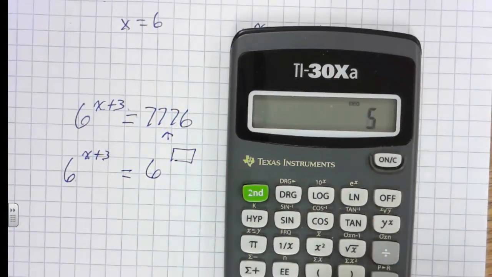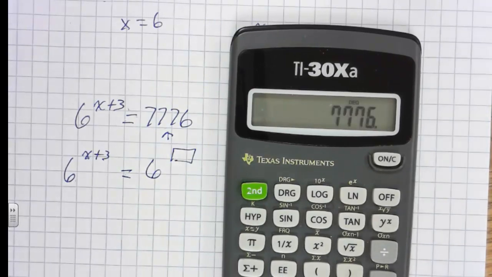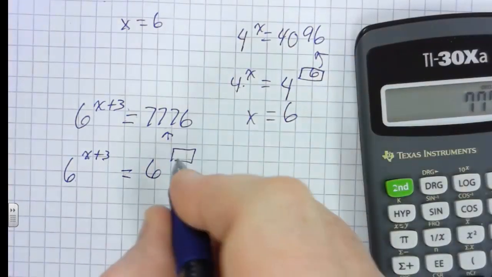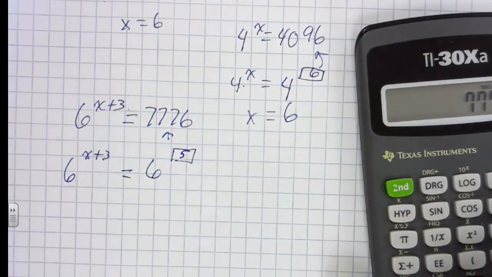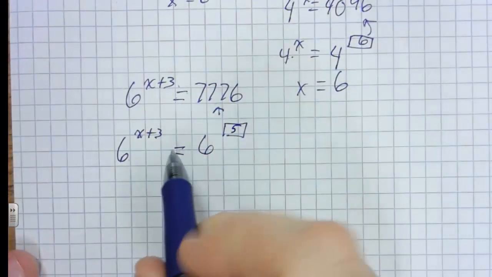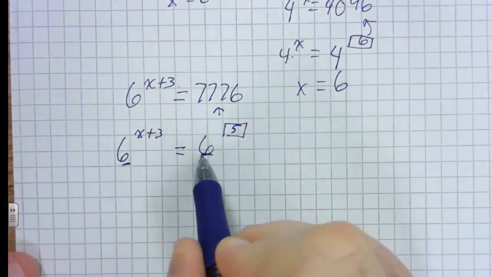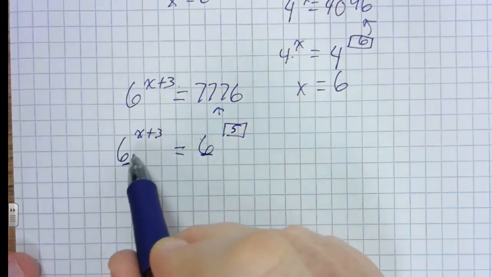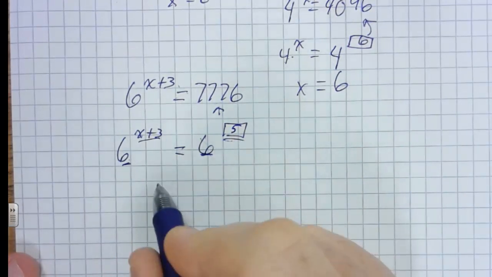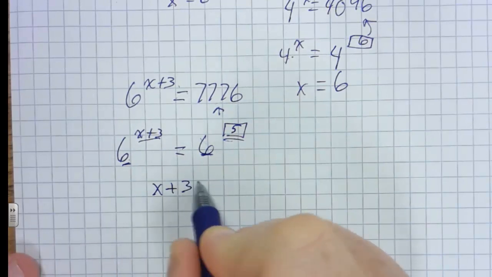6 raised to the 5th. Oh, hit it on the first try. So 6 raised to the 5th, so I put a 5 here. Now here's where the algebra comes into play. Well, I have like bases already, so now you're going to cross those bases off and take each of the exponents and let them equal each other. So x plus 3 is equal to 5.